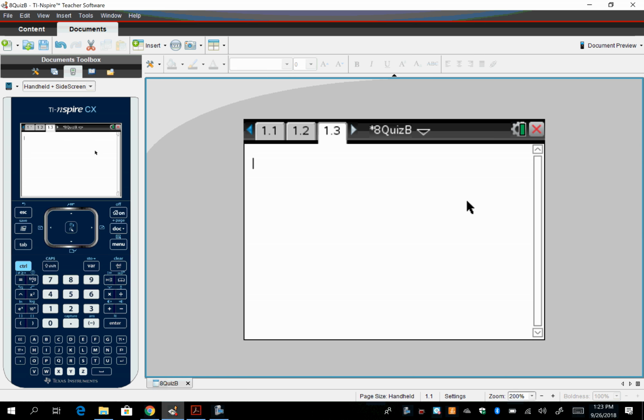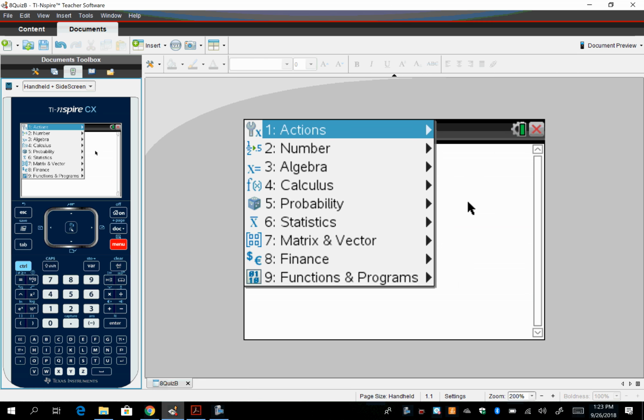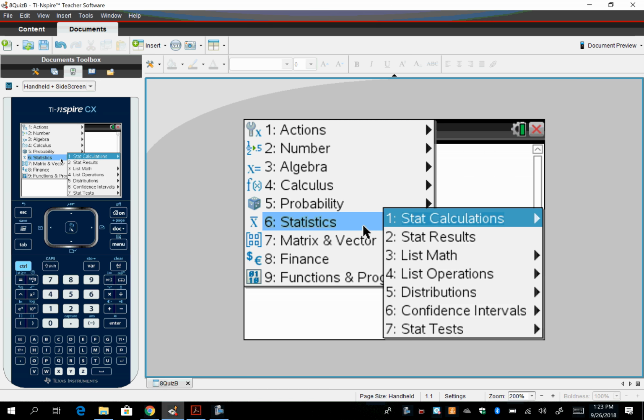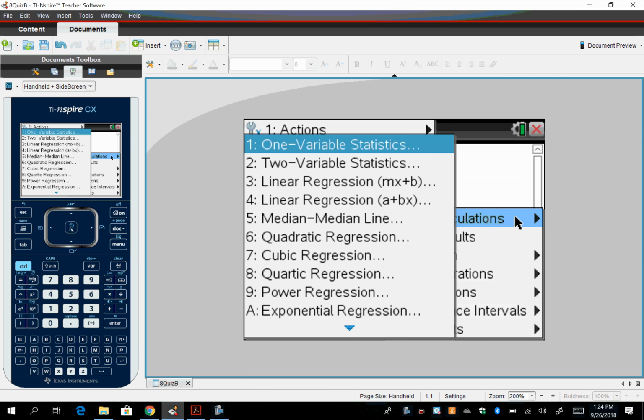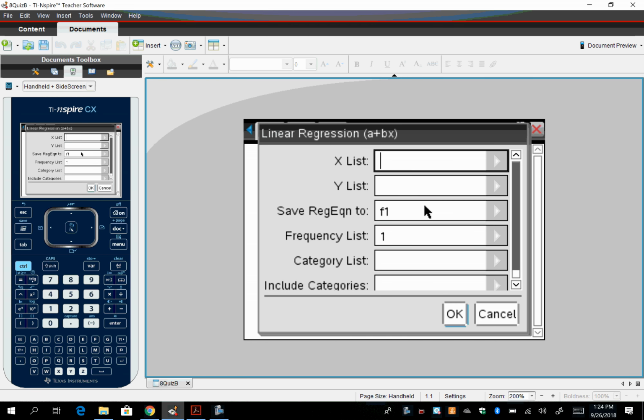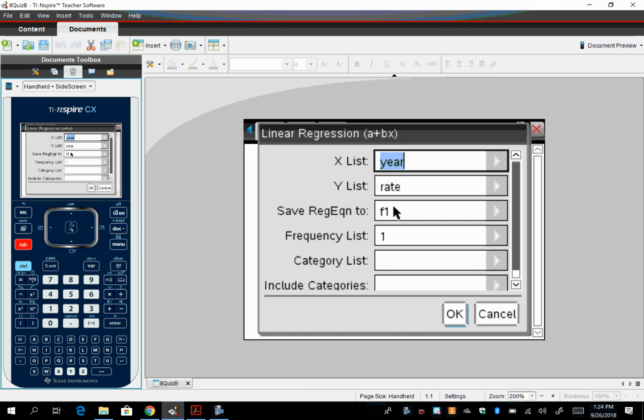Okay. Menu, Statistics, Stat calculations. And which one are we going to choose? Linear regression, A plus BX. So remember, you're not in algebra, so it's going to be A plus BX. Okay, what did we say our explanatory was? Year. And our response is rate. Notice it's in F1. If we want to use this later, the equation is going to be in F1, and I'm going to tab all the way down and hit OK.